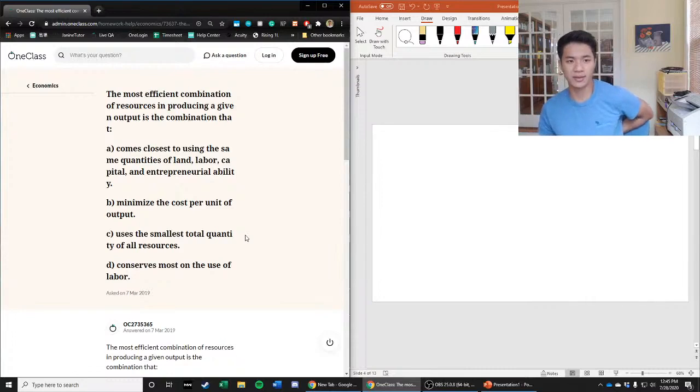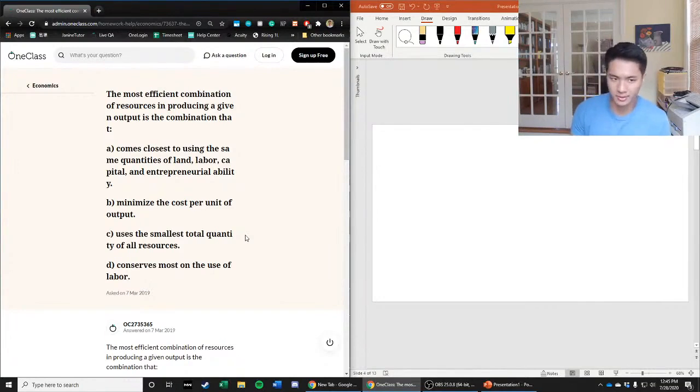The next question says, the most efficient combination of resources in producing a given output is the combination that A, comes closest to using the same quantities of land, labor, capital, and entrepreneurial ability. B, minimizes the cost per unit of output. C, uses the smallest total quantity of all resources. Or D, conserves most on the use of labor.